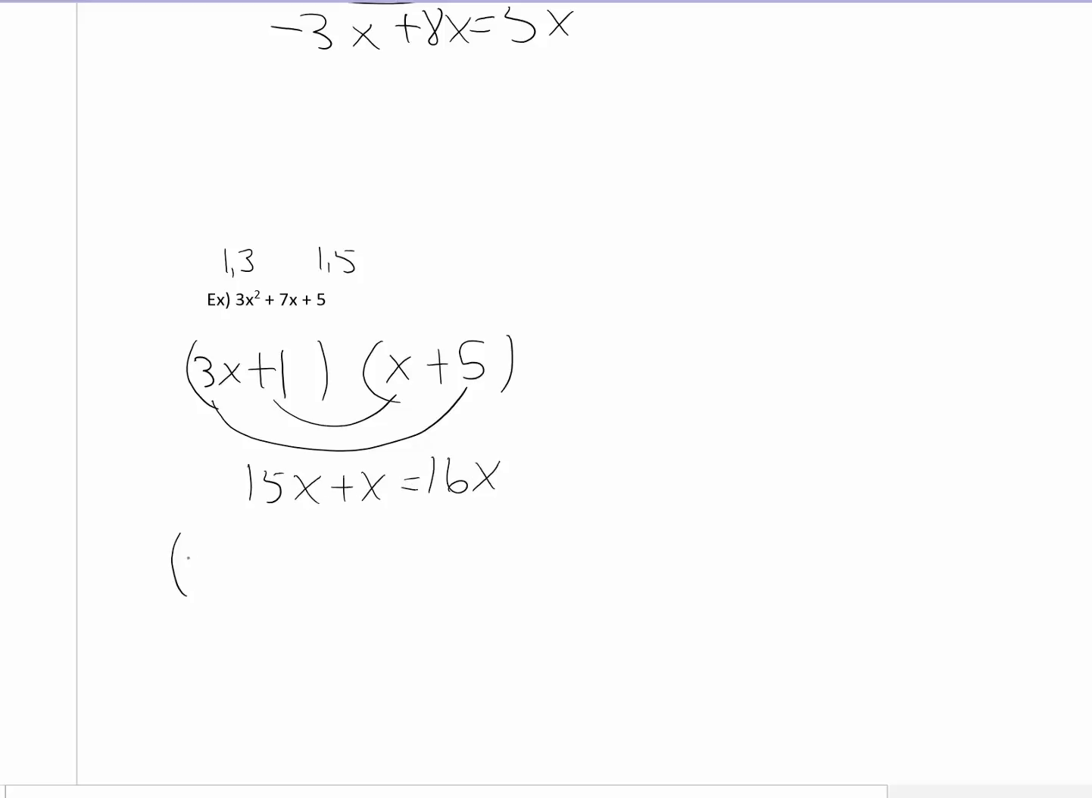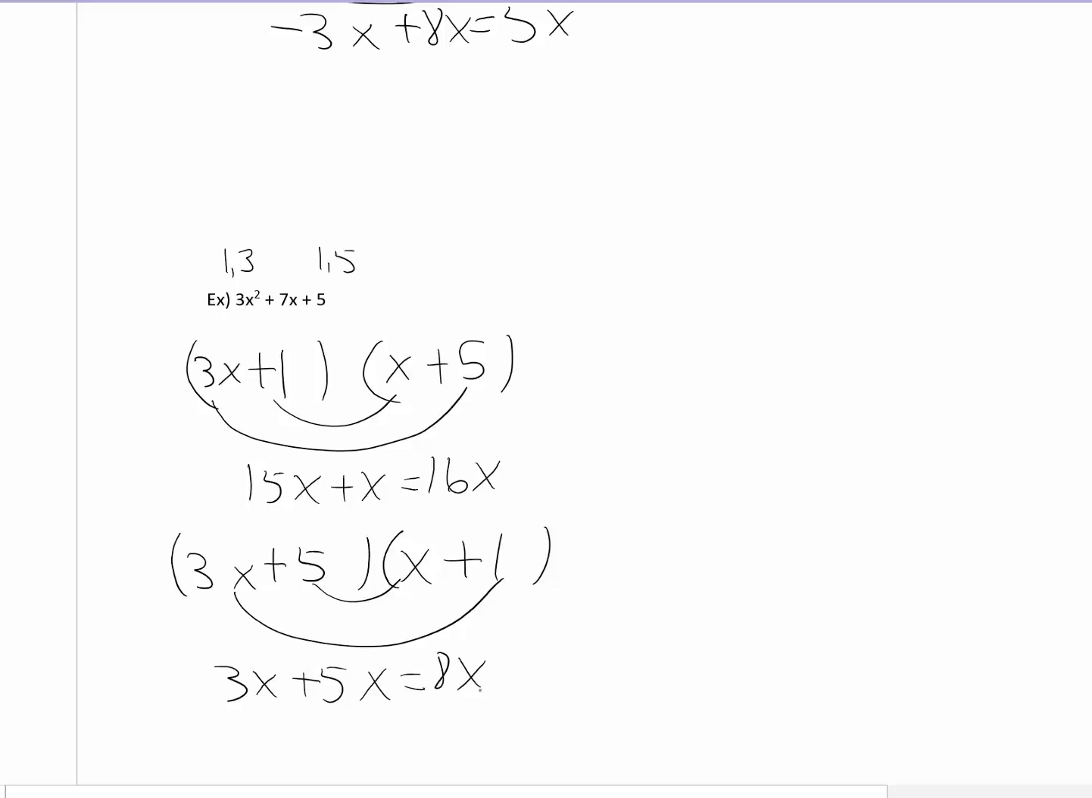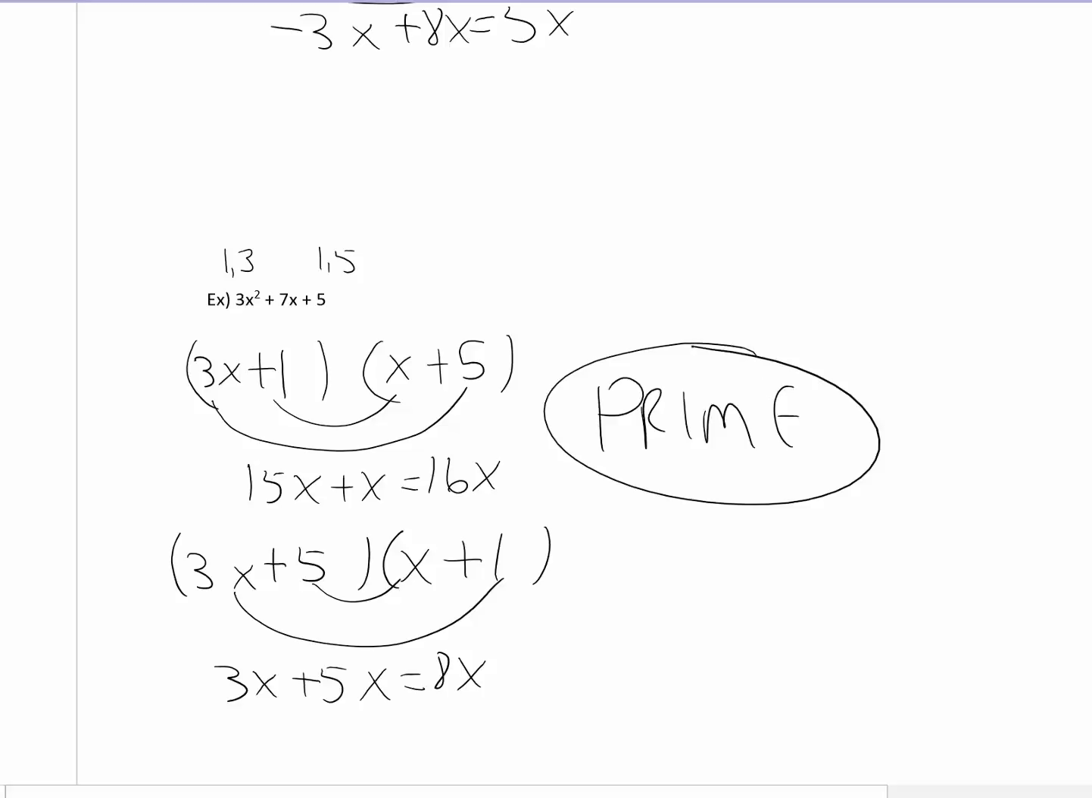That does not work. So we're going to try 3x and x again, but I'm going to switch the 5 here and the 1 here. Check the outer and the inner. And that does not work either. Now, the problem is I've exhausted all my possibilities because it's only 1 and 3 and 1 and 5. So what does that tell me? Well, this is not factorable. This is what is called a prime polynomial.